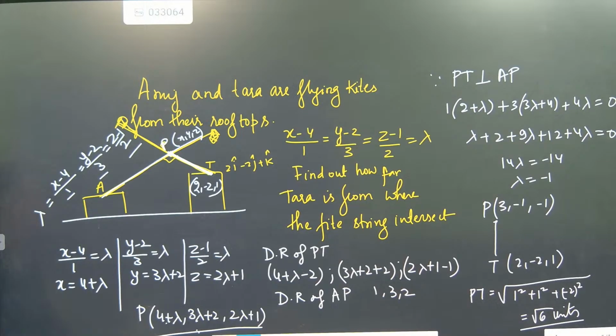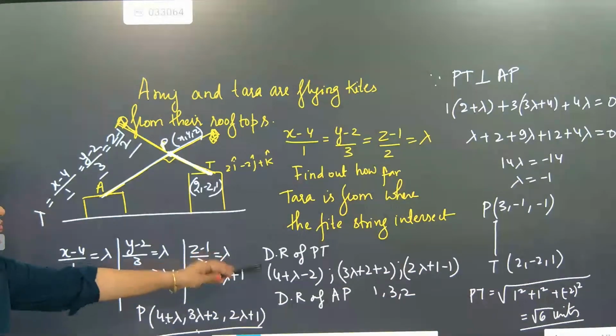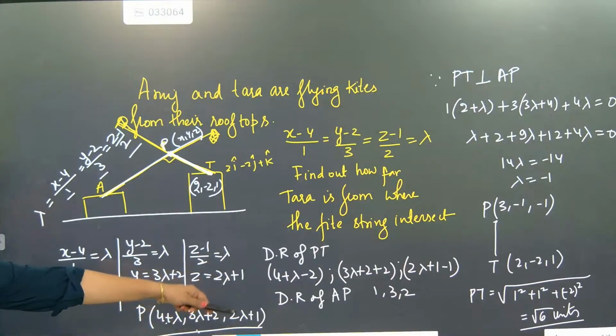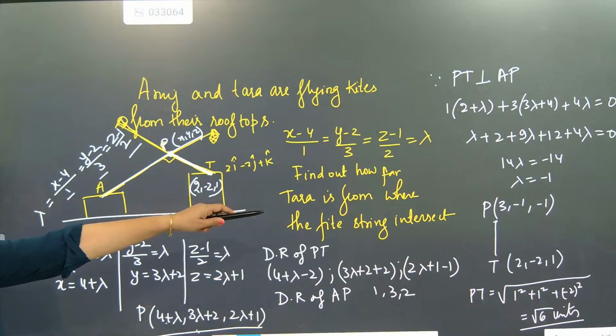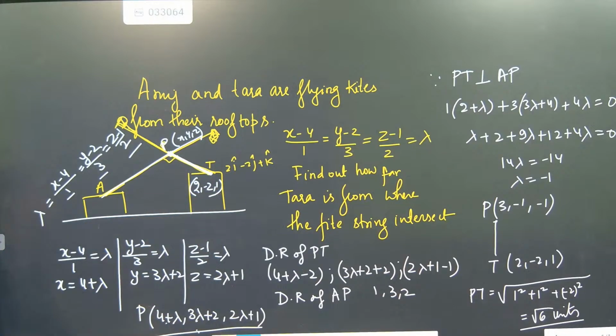With the direction ratio of PT and the direction ratio of AP, the product of the direction ratios is giving us lambda equal to -1, and then the distance PT is coming as root 6 units.